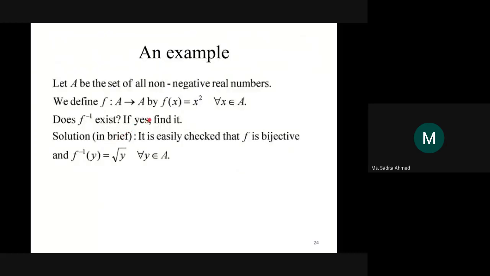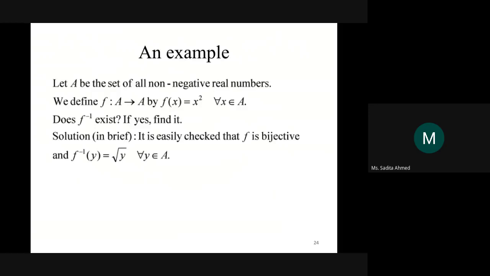Let's look at the example of the square function again. Let's say that we have a set A, which is the set of all non-negative real numbers. Remember, 0 is there in the set of all non-negative real numbers. So let's say the square function maps the set of all non-negative real numbers to the set of all non-negative real numbers. That is, for both the domain and codomain, we have the set of all non-negative real numbers. Okay. We have to find out whether the inverse exists or not.